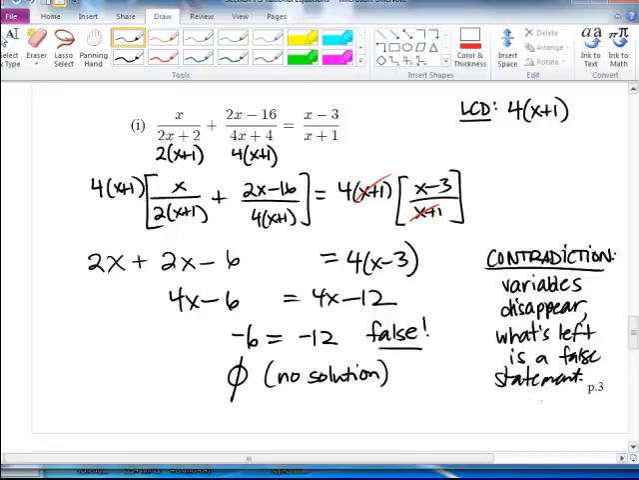In that case, we always say no solutions. So that's what happened here. It was different than those situations in which we had proposed solutions, but they made the denominator 0. This time we just didn't even have any proposed solutions. Nothing was going to make this equation work.